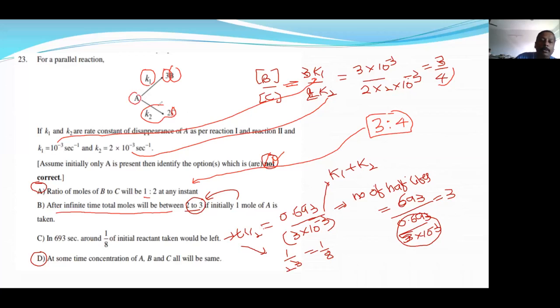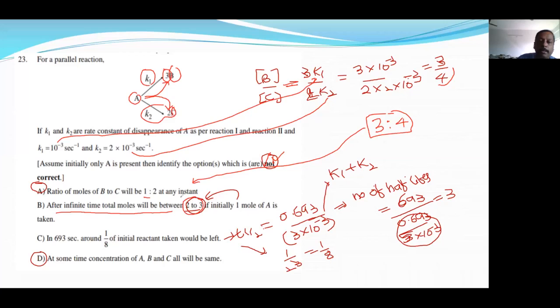Initially 1 mole. When the reaction goes completely towards C, it will be 2 moles. When the reaction goes completely towards B, then 3 moles. But it is partly going towards 3, partly going towards 2. Therefore, it will be between 2 and 3. Is it clear to all of you? There is no derivation for this.